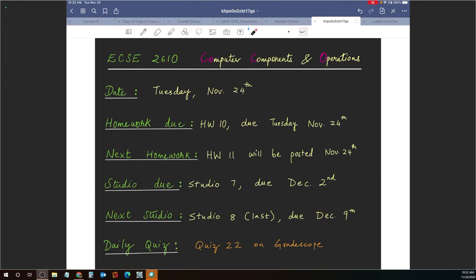Your homework 10 is due on Gradescope tonight. Homework 11 will be posted later today, and it will be due after you come back, not immediately, but the Friday of that week. Like I said, Studio 7 is due the Wednesday after you come back. Studio 8, which is your last studio, is available on Piazza. It's a LogicWorks studio that's due the last Wednesday of the semester, which is December 9th.